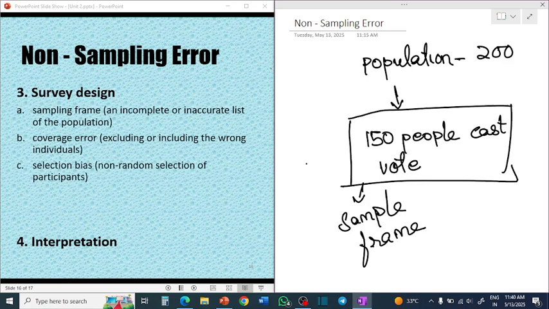Second is coverage error. You cannot interview all the persons who come under a particular survey. C is selection bias. As I have told you, if you are supporting a particular political party, you will select only those people who are supporting that particular political party, so that your research proves that that party is doing good work. So this is known as selection bias. Number fourth and the last point is interpretation. How you collect the data and what you understand from that particular data is known as interpretation.